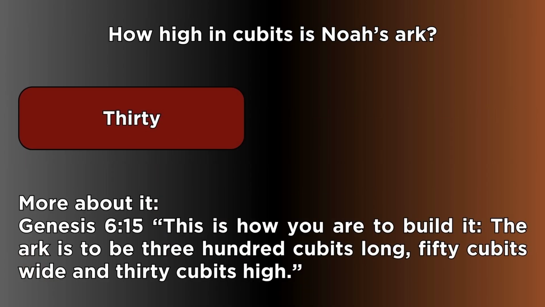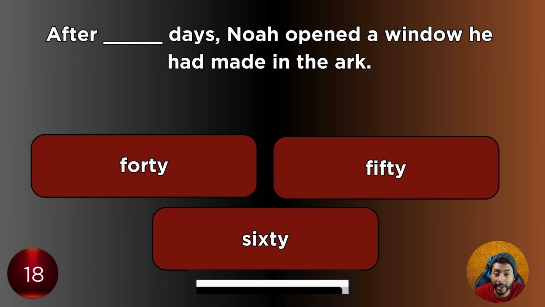30. Genesis 6:15. This is how you are to build it. The ark is to be 300 cubits long, 50 cubits wide, and 30 cubits high. 18. After blank days, Noah opened a window he had made in the ark. 40, 50, or 60?